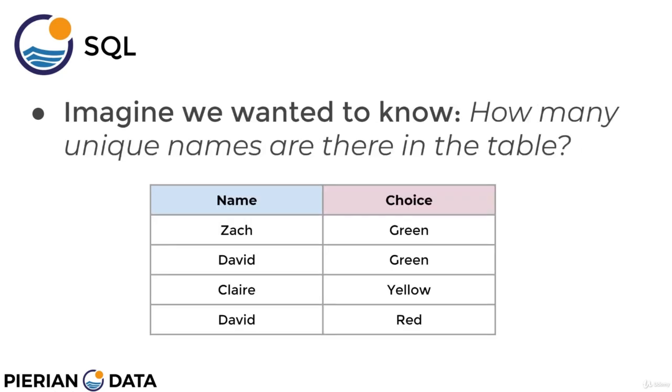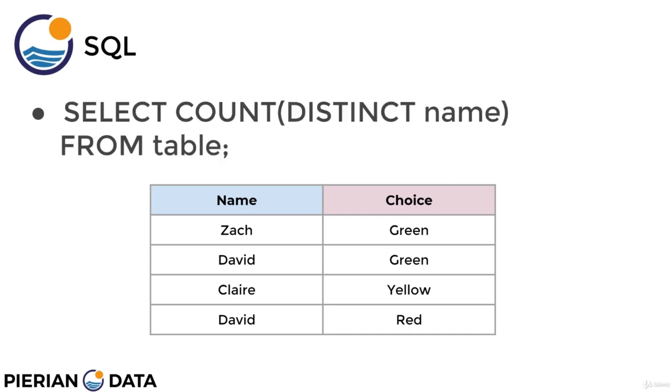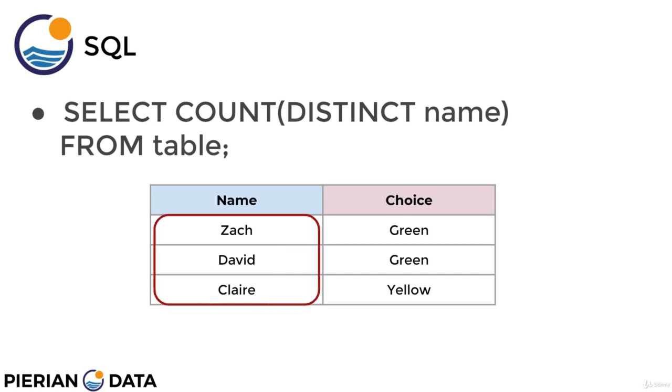Imagine we wanted to know how many unique names there are in the table. To answer this question, we need to first find the distinct names. Then we'll provide count on that result of distinct name from table. So the logic that's going to happen is distinct is going to figure out what the distinct names are. Here it sees that David is duplicated, so it's just going to remove that, and now we have the 3 unique names, and then count is going to count the remaining rows, which in this case is going to be 3 rows.